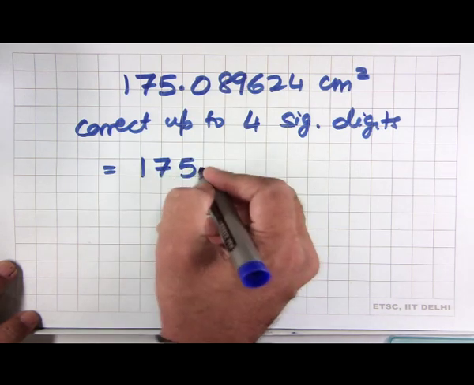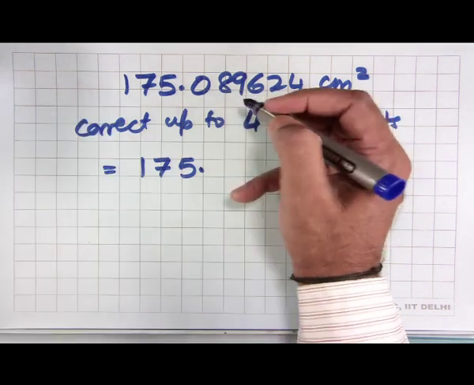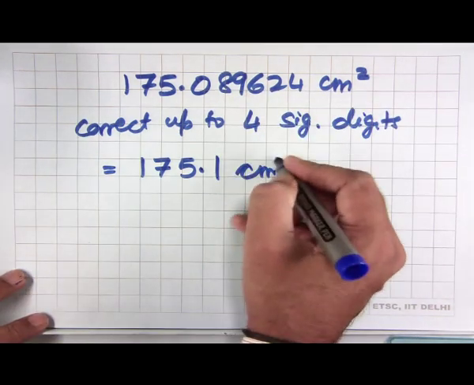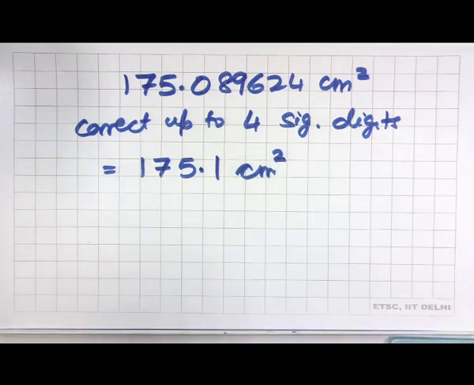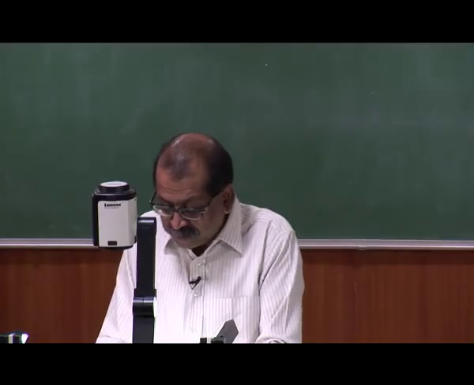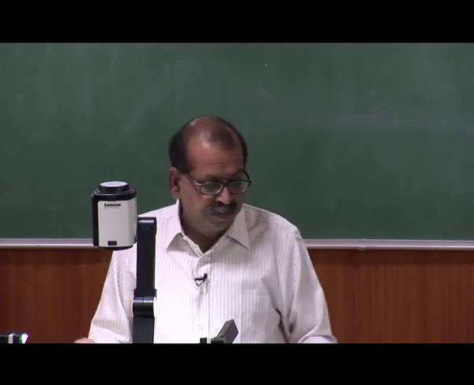So, this will be equal to 175 point. Now, 0 is the 4th significant digit. I see it is followed by 8. So, therefore, I round it up to 175.1 centimeter square. So, this is how one accounts for significant digits when we do problems involving multiplication.